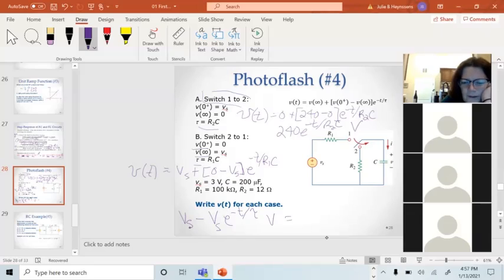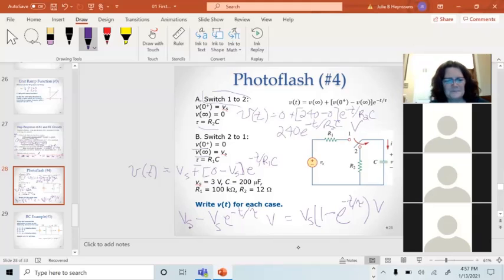Or I could factor out that Vs and make it Vs times 1 minus e to the minus t over tau. And it has units of volts. Okay, there we go.